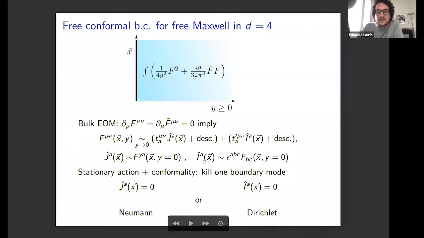And I hat is like the magnetic current. So it's like the parallel derivative of the parallel component of the gauge field evaluated at the boundary. So now, again, the stationarity of the action will actually kill one of the two boundary modes. So in the Neumann case, J hat is equal to 0, and I hat is a dynamical mode, and vice versa, in the Dirichlet case, I hat is equal to 0, and J hat is a dynamical mode.